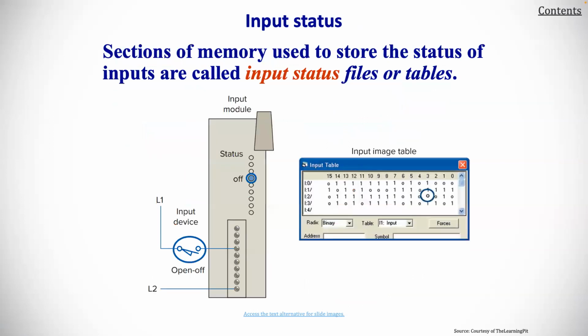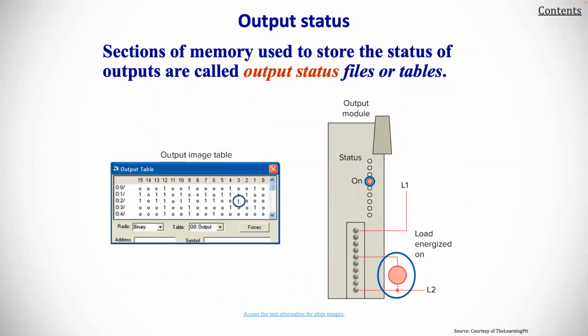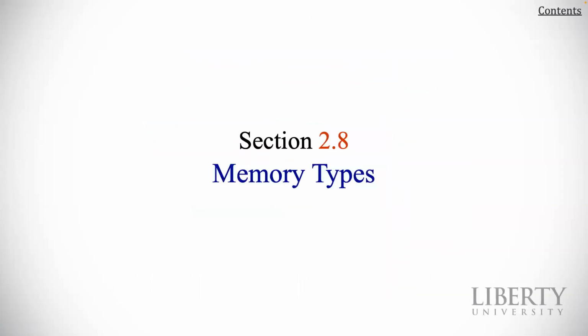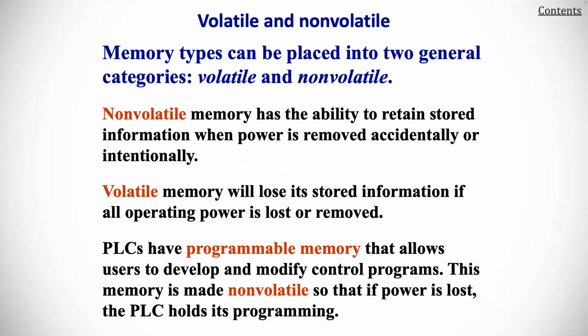or 32-bit words. The input status, the sections of memory used to store the status of inputs, are called input status files or tables. The output status is a section of memory used to store the status of outputs, called output status files or tables. So these are things that you're seeing, what it would look like, and then the hardware to give you a perspective on that. There are various types of memory, volatile and non-volatile.